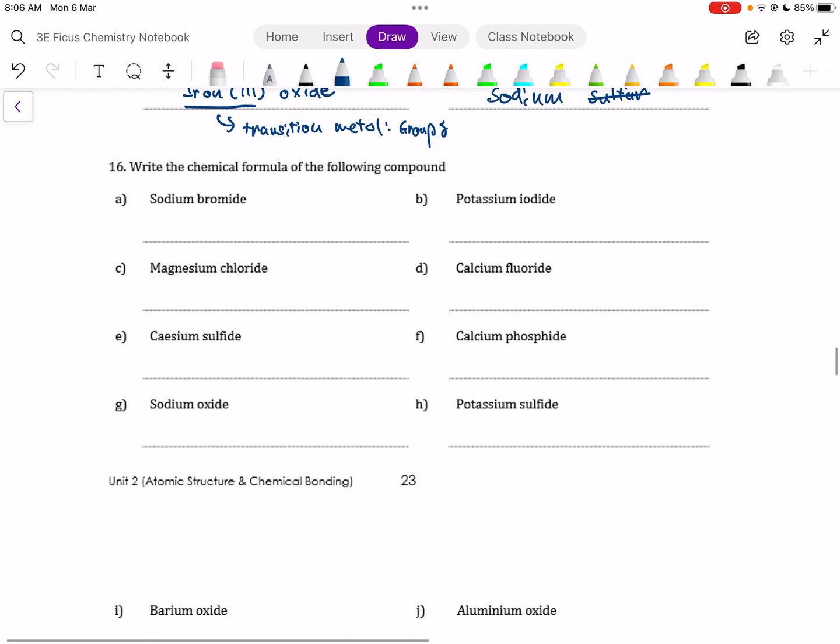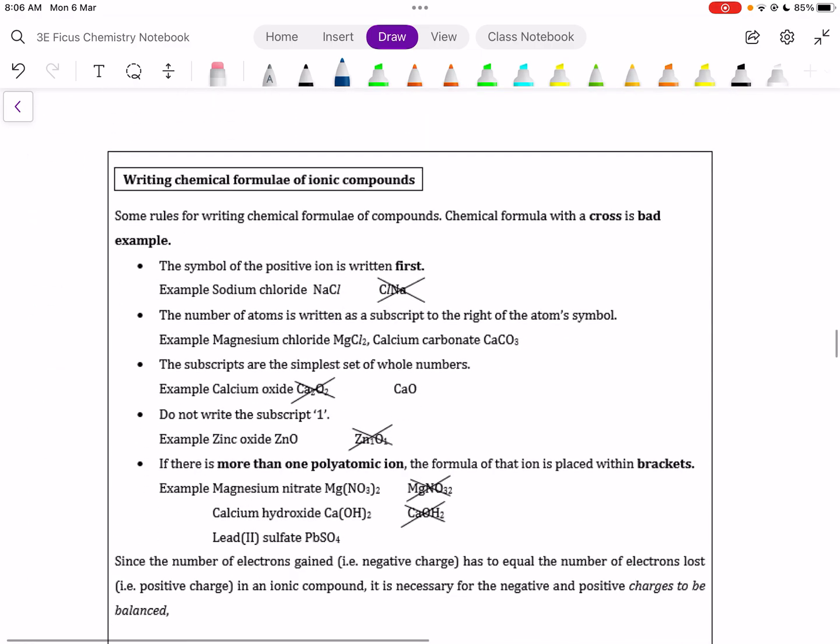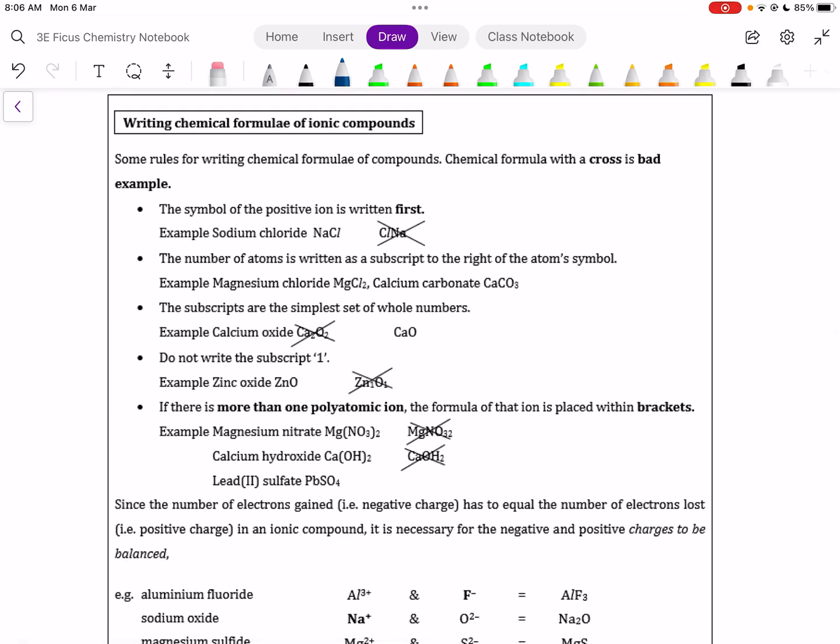Okay, and the next thing is on the formula. Let's go through the rules first. When you write chemical formulas, write the symbol of the positive ion first, just like when you write the name. For example, sodium chloride, you don't write Cl and Na. And then the number of atoms is written as a subscript to the right of the atom's symbol. For example, like this one down here, MgCl2.